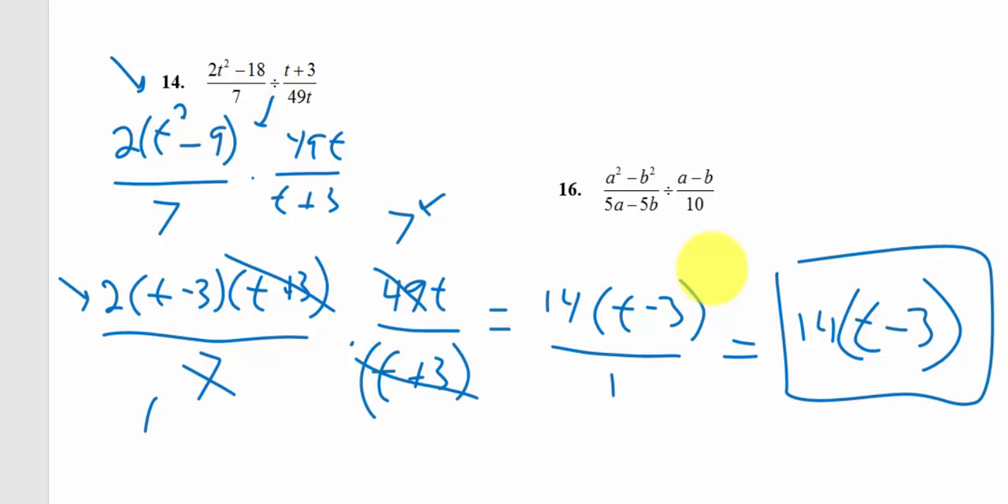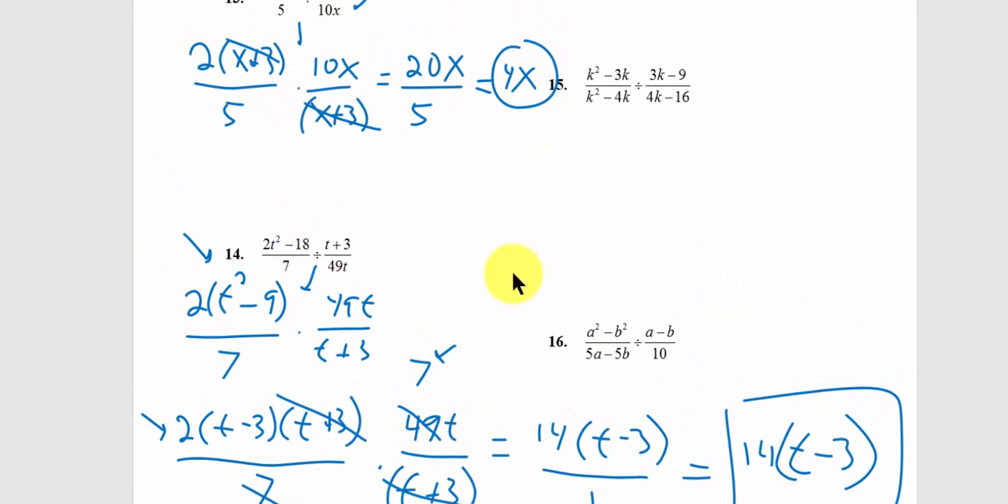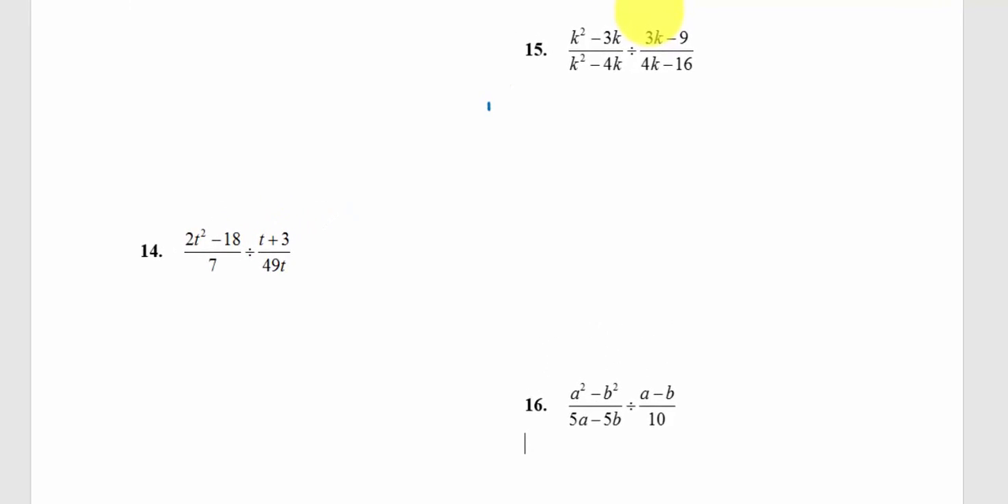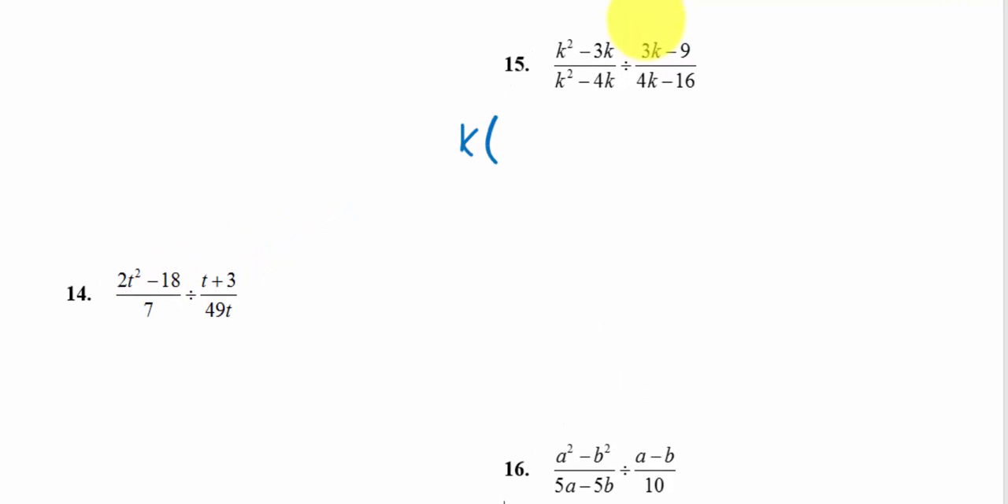Okay? Let's move on. Let's try number 15. And I'm going to erase some of my work over here, right? So we've done 13, 14. Let's do number 15. So number 15, we can factor out a k, and I'm going to be left with k minus 3.